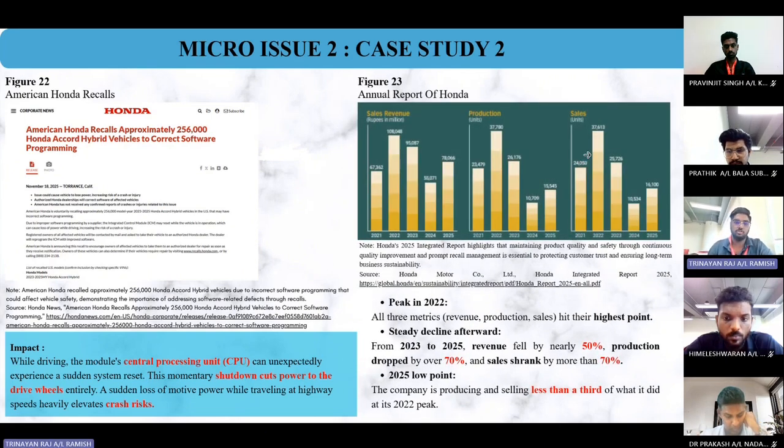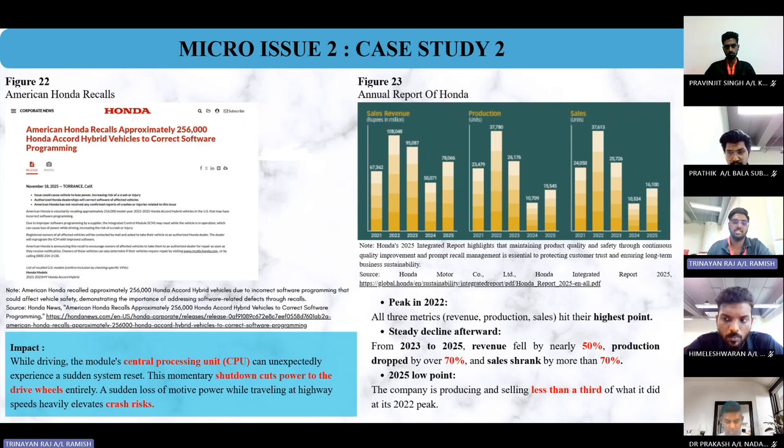Figure 23 also shows Honda's revenue, production, and sales all reached their peak in 2022. However, from 2023 to 2025, revenue fell by nearly 50%, while production and sales dropped by more than 70%. By 2025, Honda was producing and selling less than one-third of its 2022 level. So compared with Stellantis, Honda shows the software defect can also become a serious quality and safety issue.